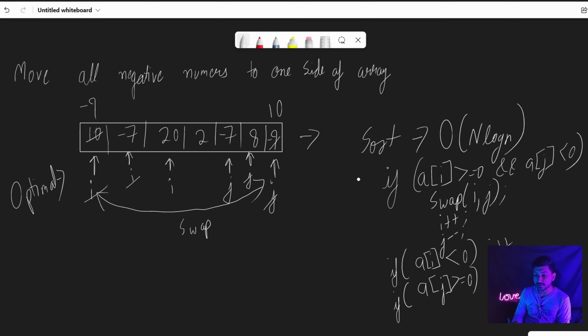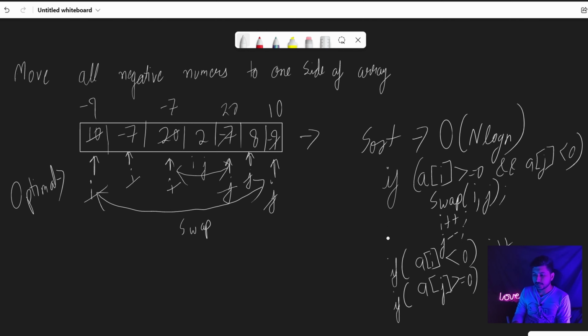Now you can see this is the first condition. The ith element is positive and the jth element is negative, so we will do a swap here. It will become 20 and it will become -7. After that, I will also be here, J will also be here.